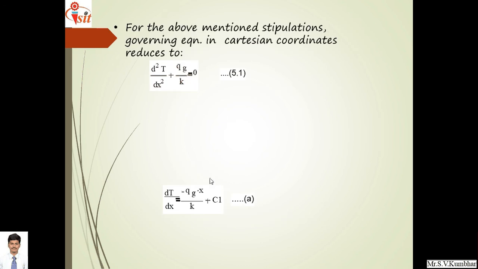Now for the above mentioned situation, the governing equation in Cartesian coordinates can be reduced to d2T upon dx square plus Qg upon k is equal to 0. This is the modification of the general heat conduction equation in Cartesian coordinates, as heat flows along the x direction only. So only the first part is considered, d2T upon dx square. The remaining two, that is d2T upon dy square plus d2T upon dz square, will be equal to 0 because it's a unidirectional heat flow. There is internal generation of heat, and as it is a steady state, the right hand side will be equal to 0.